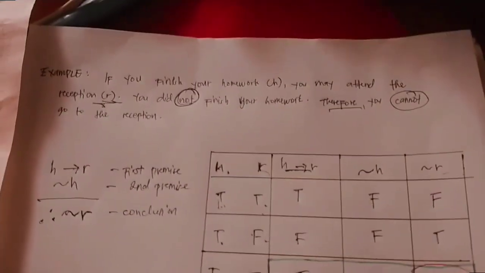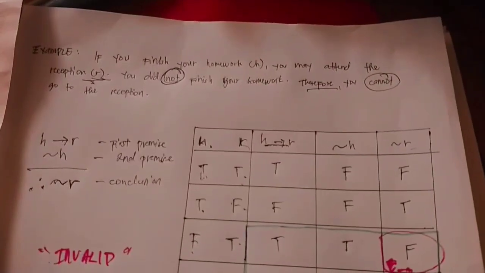So if you finish your homework, you may attend the reception. You did not finish your homework, therefore you cannot go to the reception. This is an invalid argument statement.